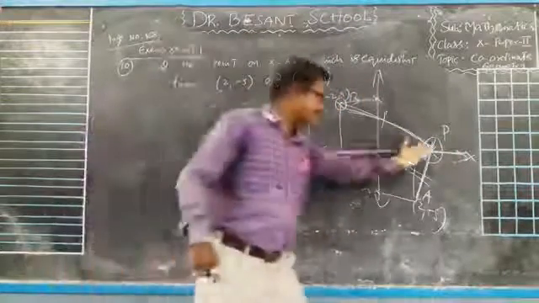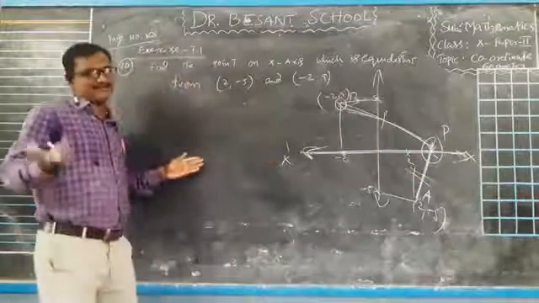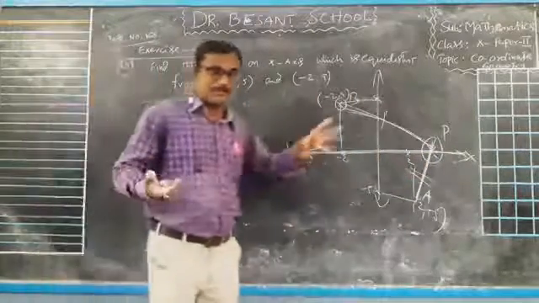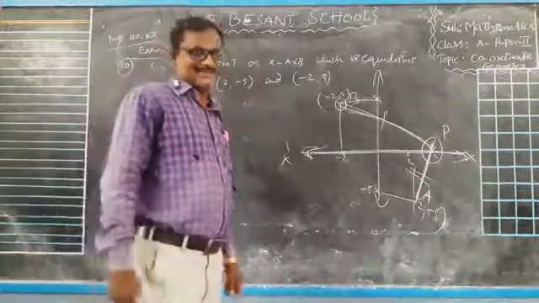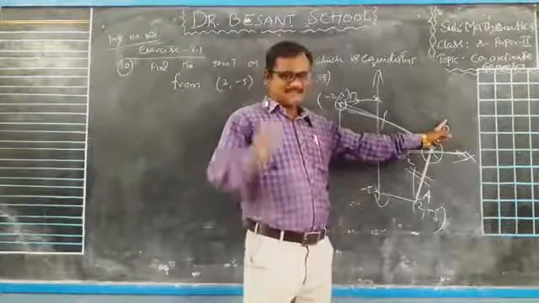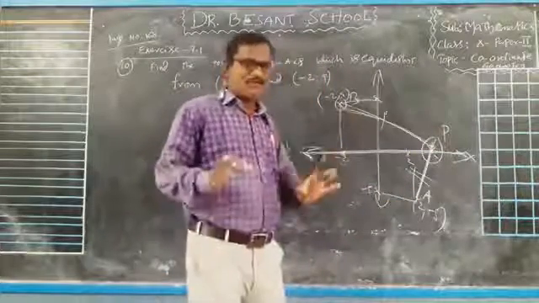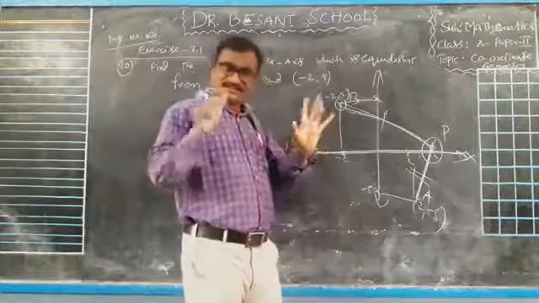We do not know where P may be. We don't know what is the exact location of the point P on x-axis. The condition is the point P on x-axis must be equidistant from this A and from this B. So generally what is the ordered pair of the point P on x-axis?